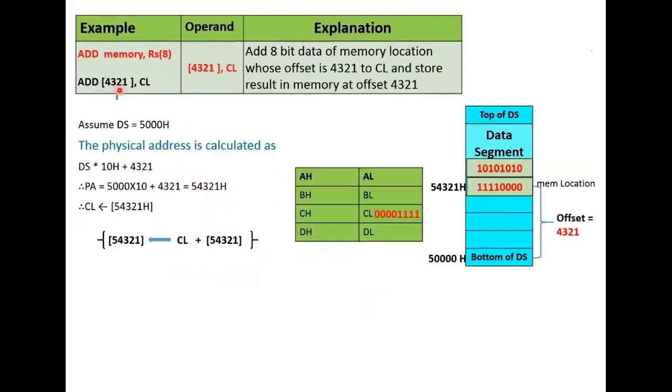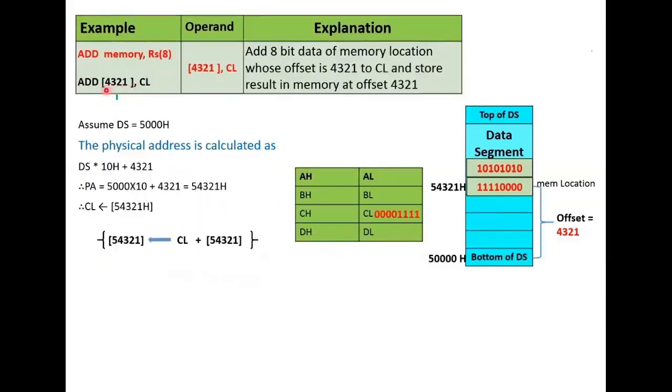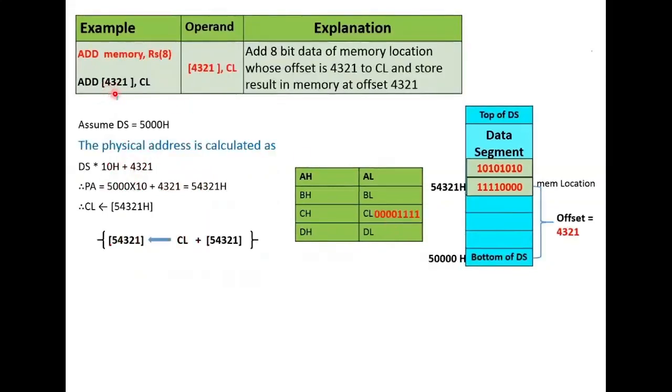So now see, now destination operand is memory, whereas source operand is register. Okay, now it is reverse. Previously destination was register, source was memory. Now here destination is memory and source is register. Now same addition operation only we are going to perform, but final result we are going to store in the memory location. Previously we stored the result in CL, now we are going to store in this memory location. Which memory location? In this memory location.